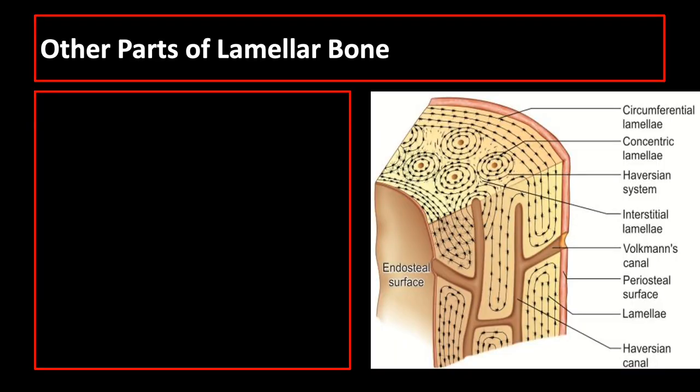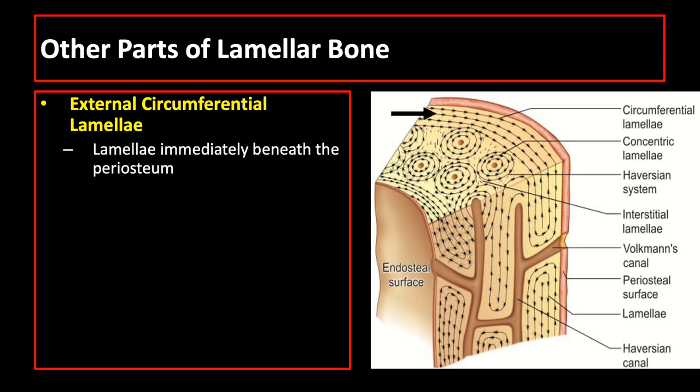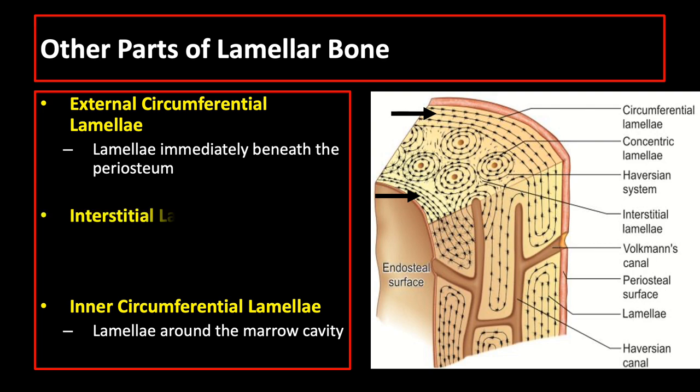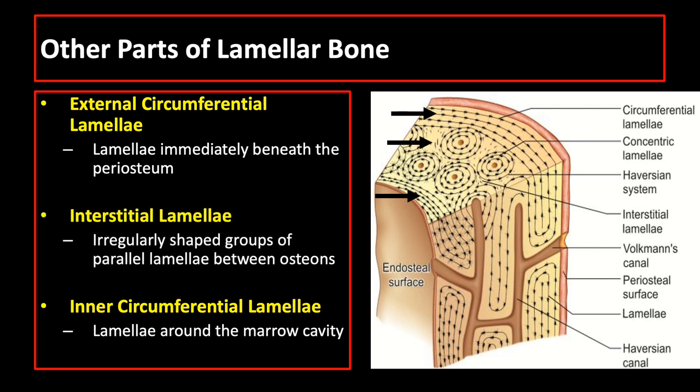Other parts of the lamellar bone that we need to mention are external circumferential lamellae, which are lamellae immediately beneath the periosteum, inner circumferential lamellae, which are lamellae around the marrow cavity, and interstitial lamellae, which are irregularly shaped groups of parallel lamellae between the osteons.